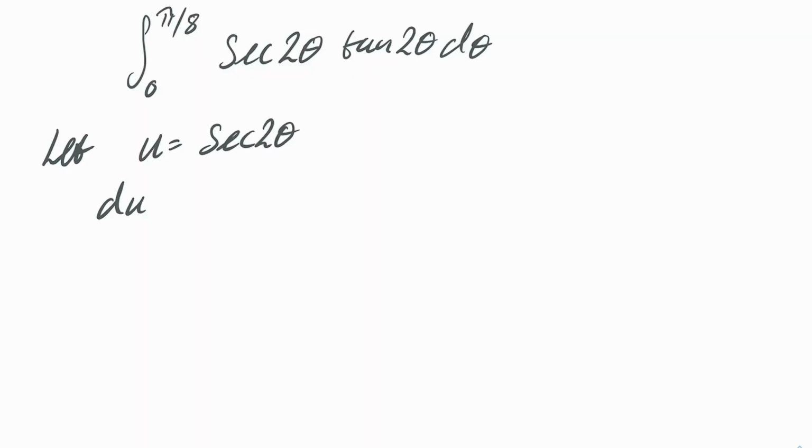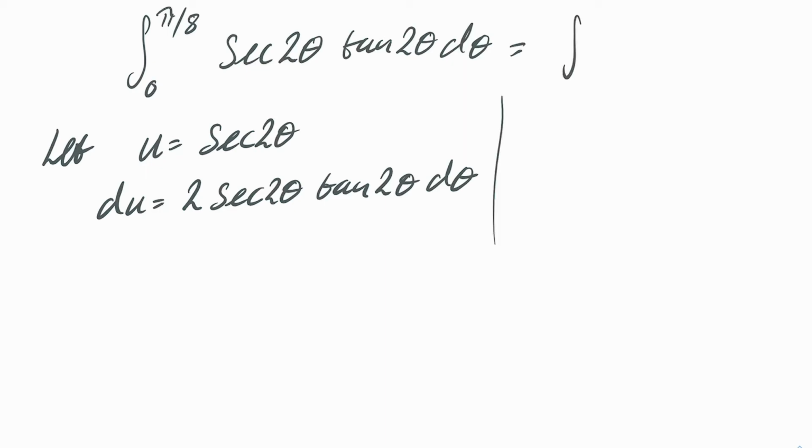The integral from 0 to pi by 8 of sec 2 theta tan 2 theta d theta. The key thing to note here is that the derivative of sec is sec times tan. So if we let u equal sec 2 theta, du is 2 sec 2 theta times tan 2 theta d theta, which is actually just the integrand. The integral then becomes, nice and easy, 1/2 du. Couldn't be much simpler.